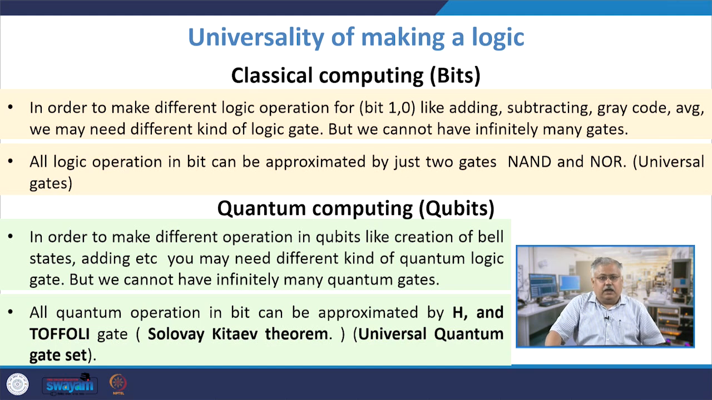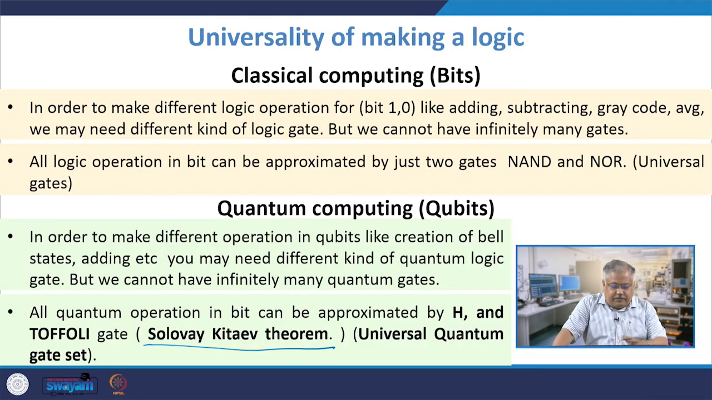All the quantum operations on bits can be approximated either by the Hadamard gate or the Toffoli gate. This is known as the Solovay theorem, also referred to as a universal quantum gate set, which states that all the quantum operations on a bit can be approximated by the Hadamard gate and the T gate, and all the operations can actually be approximated using these.